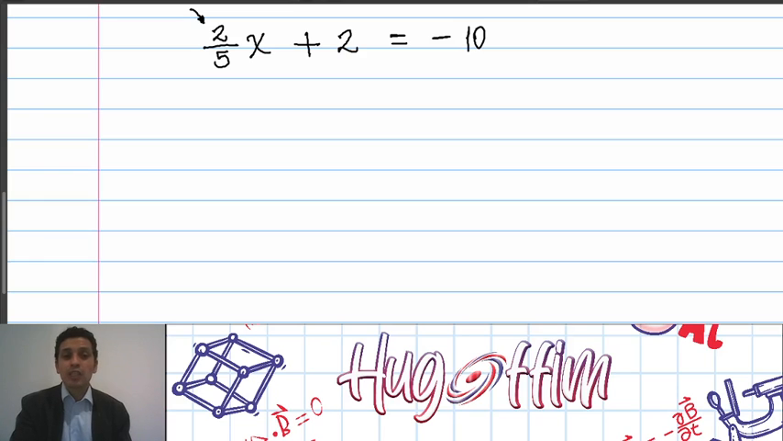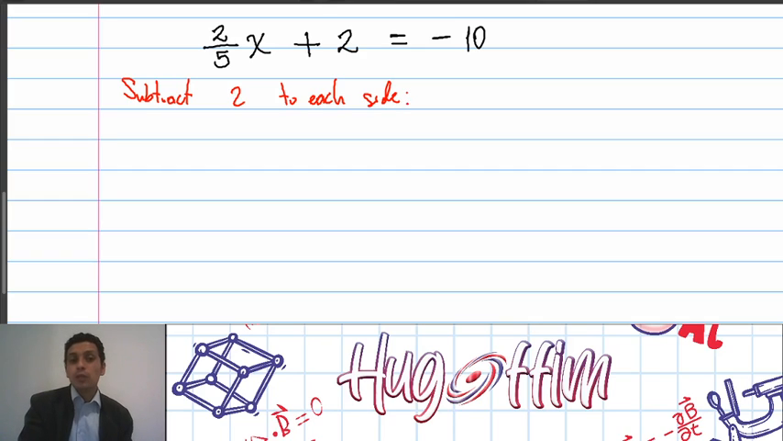When you have this situation, the idea is that you should remember that anything that you do on one side, you have to apply on the other side. So let's see how to do it. In this case, we're going to take into account that this term, this plus 2, is giving us problems to have the x solved. So what I'm going to do is subtract 2 from each side of the equation.